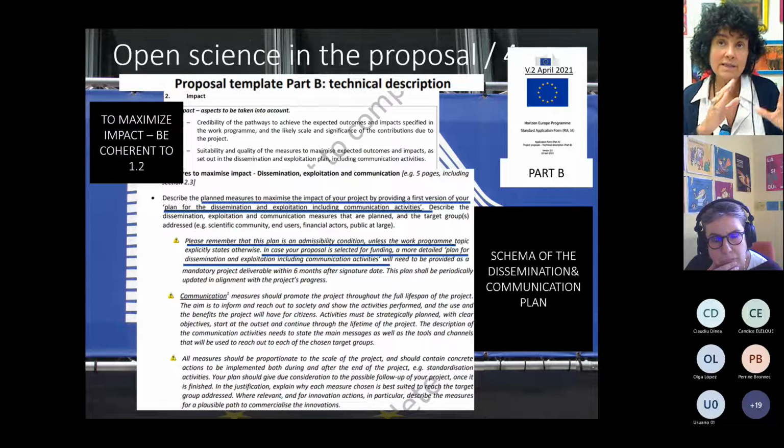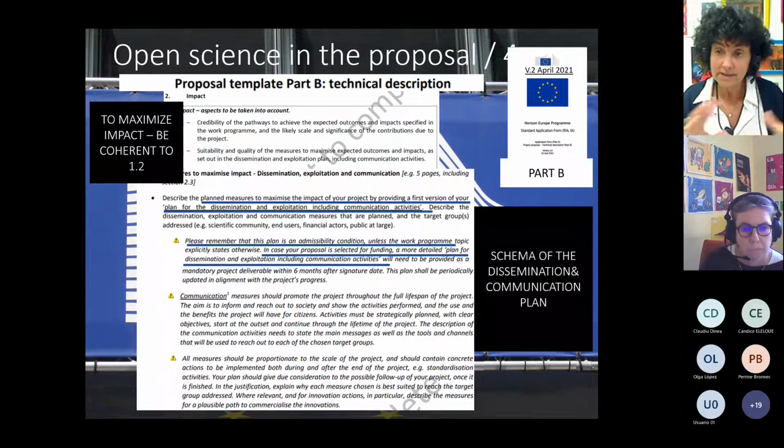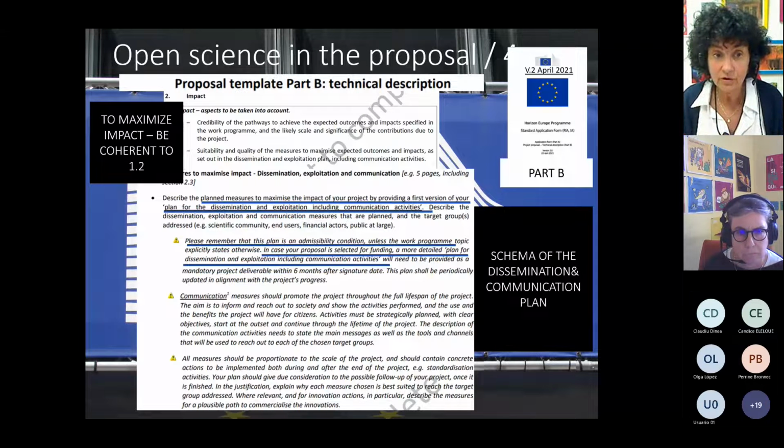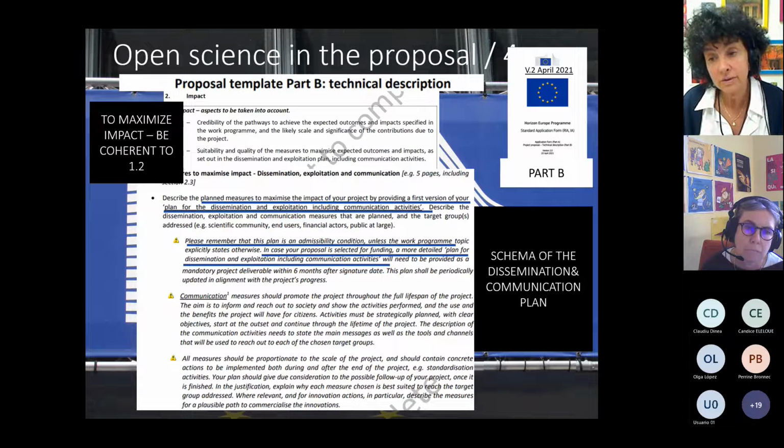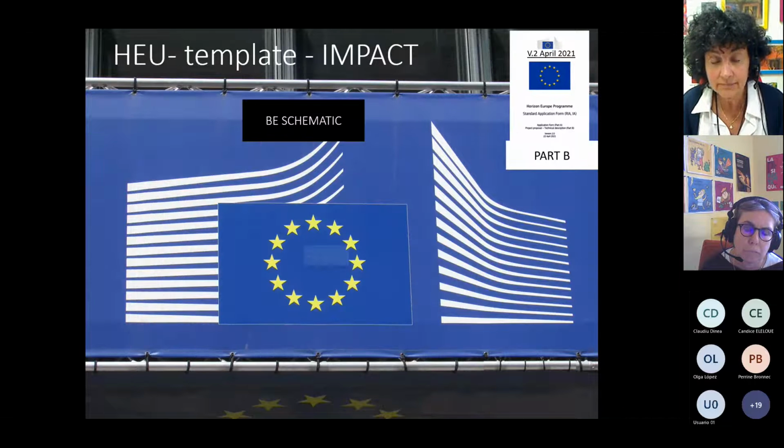I mean, you can't say in the methodology, we are keeping everything closed, and then here in the communication plan saying, okay, we are disseminating via preprints as early as possible, okay? The two parts of the proposal should be coherent, of course. And the more open science tools you use, the more your dissemination plan will be positively evaluated, okay?